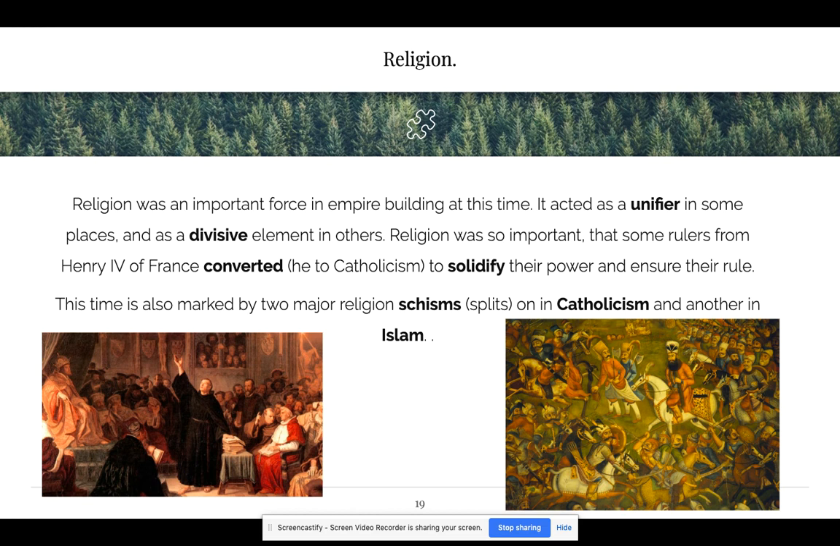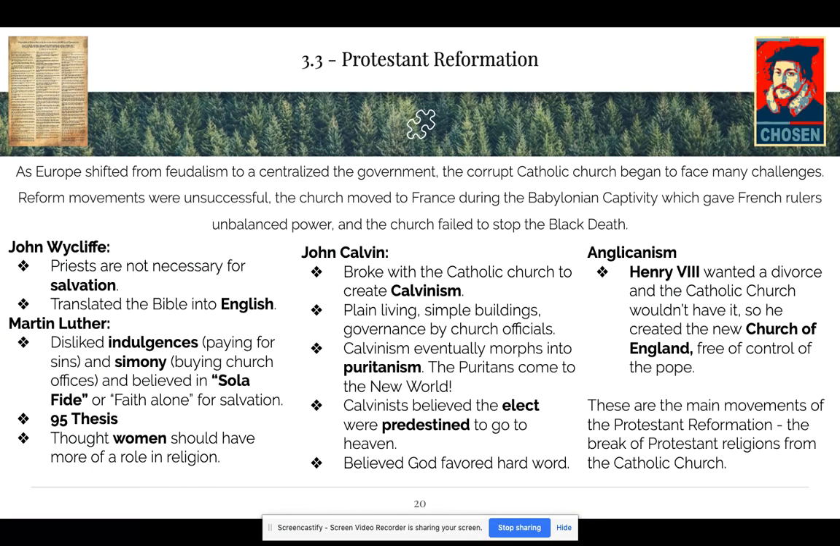The famous quote from Henry IV is like, well, France is worth a mass every now and then. So it was worth it to him to have to go to mass, even if he didn't believe it, in order to keep his empire together. The other important thing about this topic is the religious schisms or splits. So we have the Protestant Reformation, where Catholicism and Protestantism split, and the split in Islam between the Sunni and Shia. Quickly, let's talk Protestant Reformation.